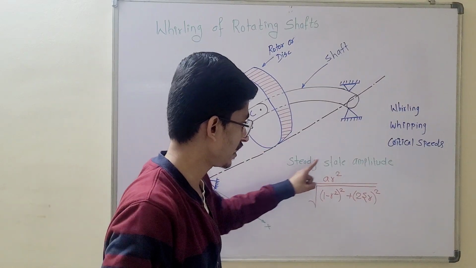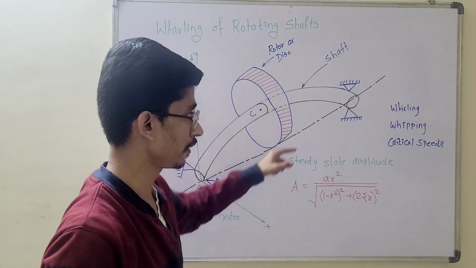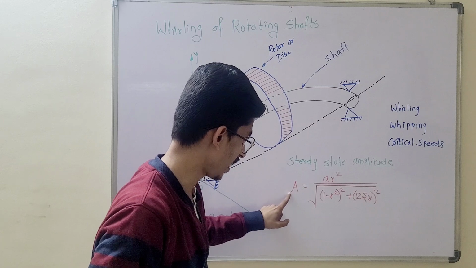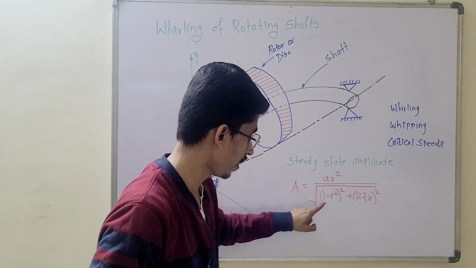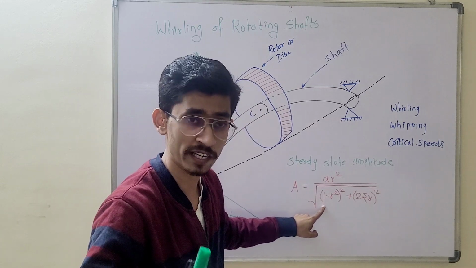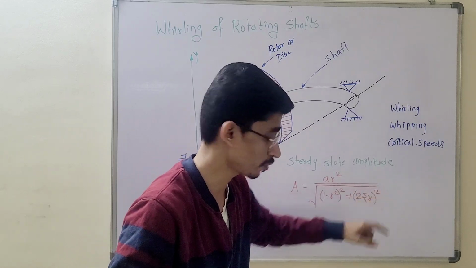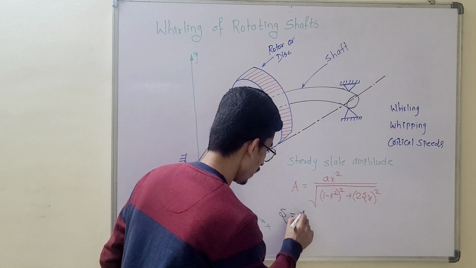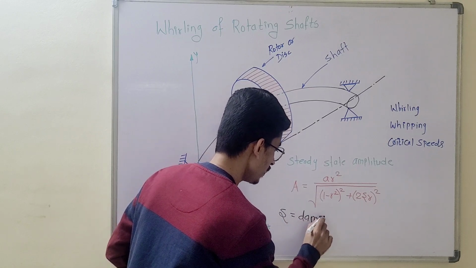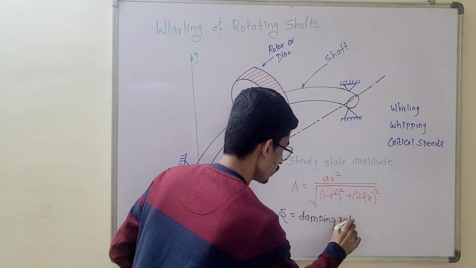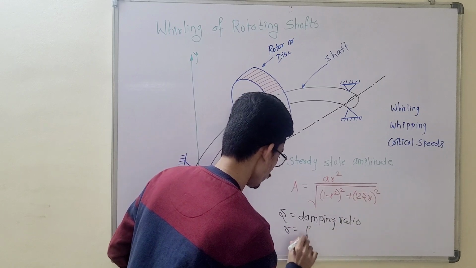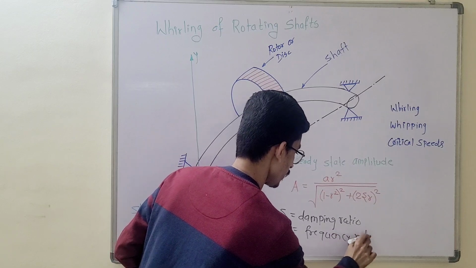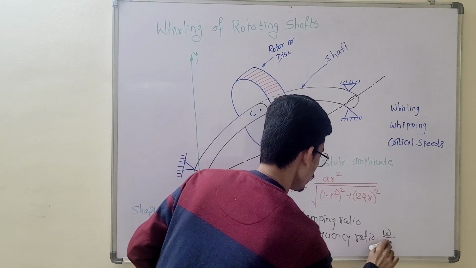So the steady state amplitude, due to this whirling effect, whipping effect or critical speed, is given by A r squared divided by the square root of [(1 minus r squared) squared plus (2 zeta r) squared], where zeta is the damping ratio and r is the frequency ratio, which is already known to us.